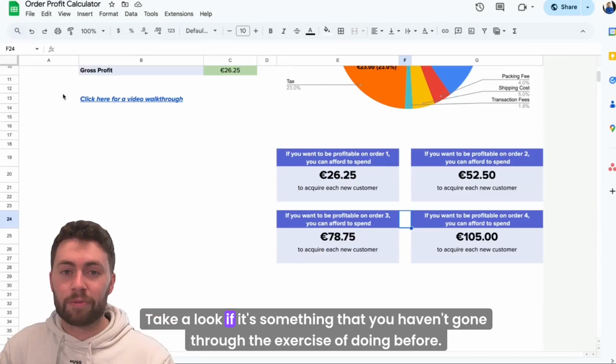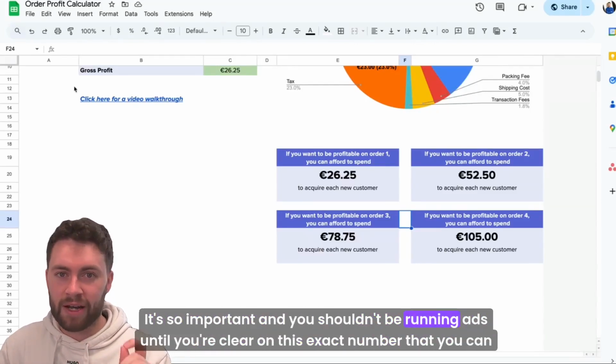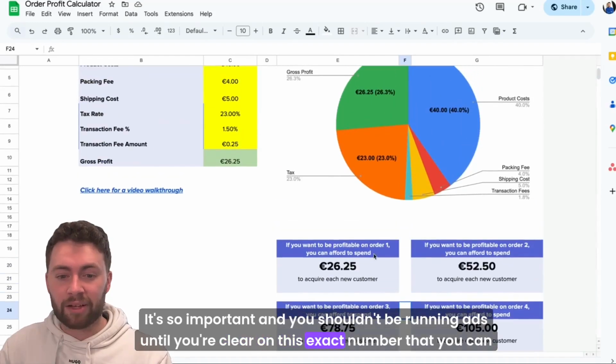Take a look. If it's something that you haven't gone through the exercise of doing before, it's so important, and you shouldn't be running ads until you're clear on this exact number that you can afford to spend as well.